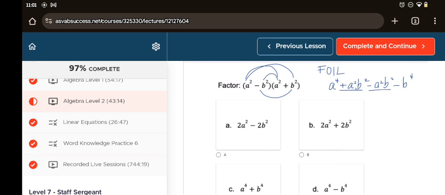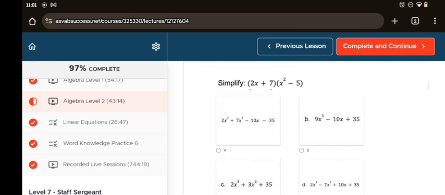So last step is to combine like terms. A squared b squared, a squared b squared. This is plus 1 minus 1. That cancels out, and we're left with a to the fourth minus b to the fourth. So our answer here is D. Okay, perfect. Let's keep going.